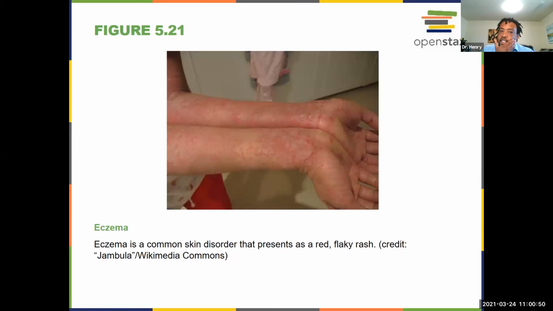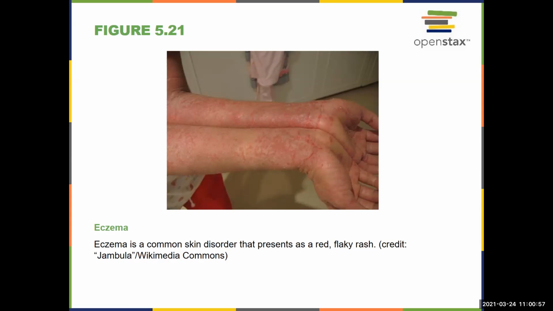You guys have heard of eczema? Yeah, my little brother has it really bad.